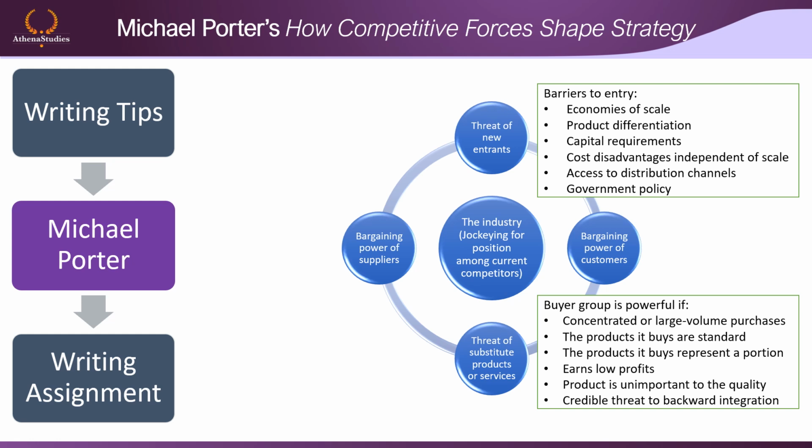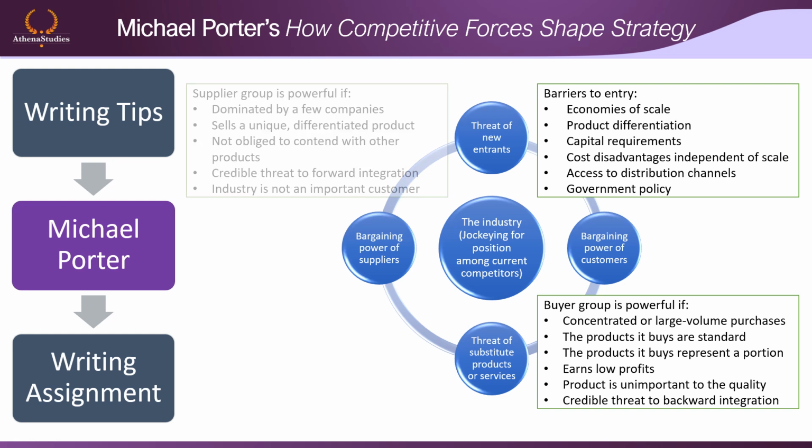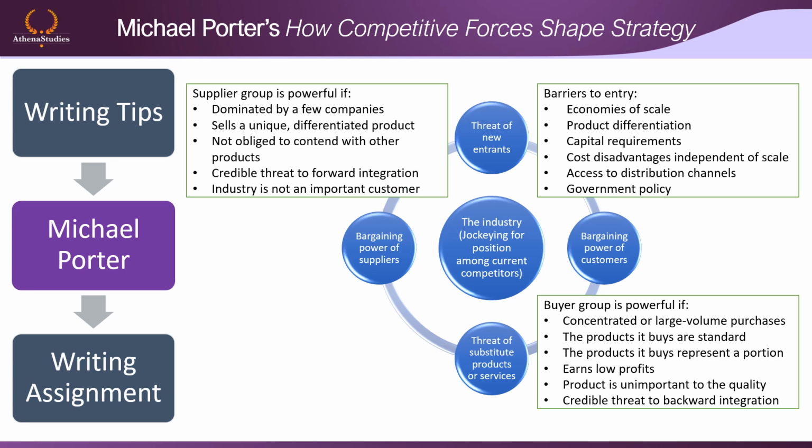Then I already mentioned that the product may be unimportant to the quality, which may mean that the buyer can switch to another company, which means that they have a strong bargaining power. And then there may be a credible threat of backward integration. As you should have learned already, there is backward and forward integration, which deals with vertical integration. So when you have a buyer, there is a threat of backward integration, because the buyers may actually want to integrate with the company. And when you have a supplier group, it may be the complete opposite. So there may be a threat of forward integration.